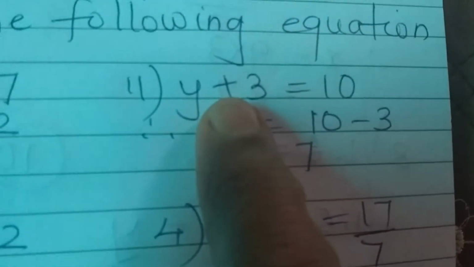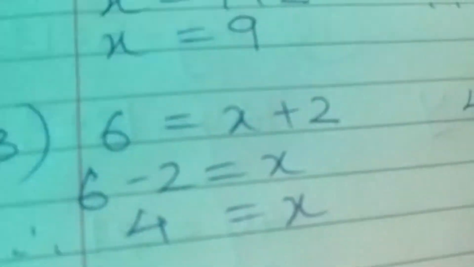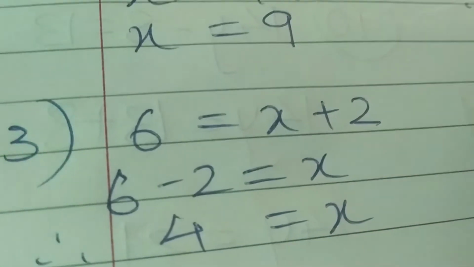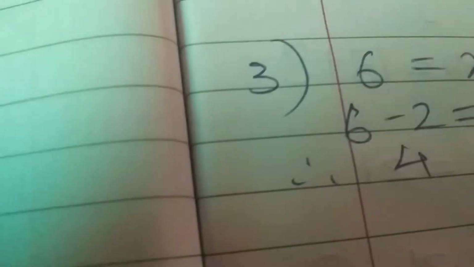Let us go to the second one. y plus 3 is equal to 10. So y is equal to 10 minus 3, plus becomes minus. So y is equal to 7. Now we go to the third one. 6 equal to x plus 2. Now plus 2 becomes negative. 6 minus 2 is equal to x. So 4 is equal to x. Why 4? Because 6 is positive and is greater.